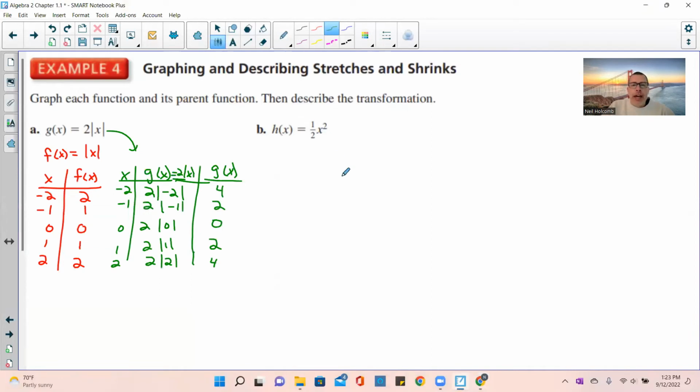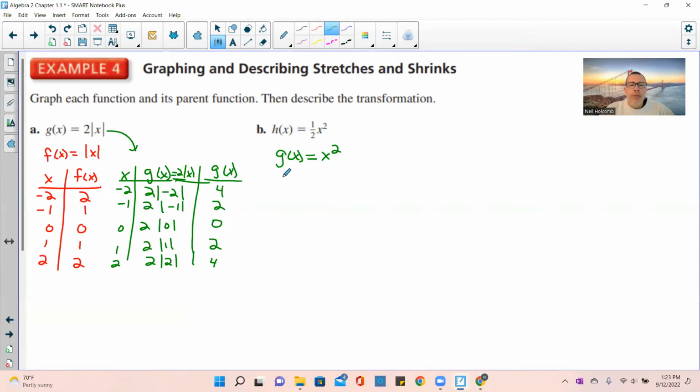h of x equals 1/2 x squared. So first of all, let's call the parent function g of x. And all we have to do is get rid of this 1/2 out in front. It's a parent function. It's a parabola. It's quadratic, x squared, the most basic parent function. Leading coefficient is 1, exponent 2, no linear or constant term. It's just g of x equals x squared.